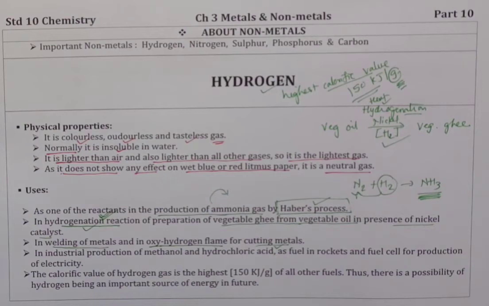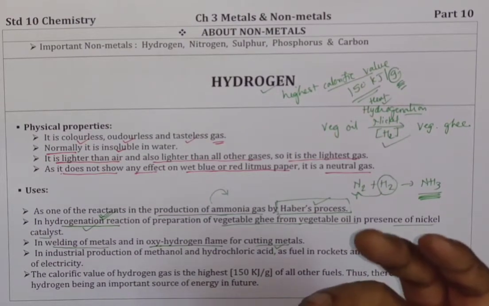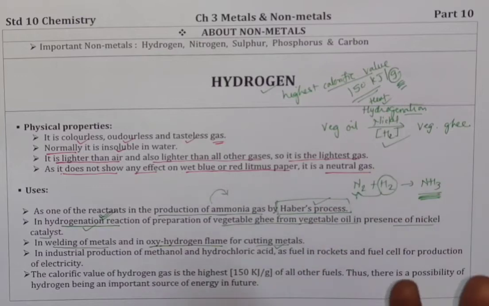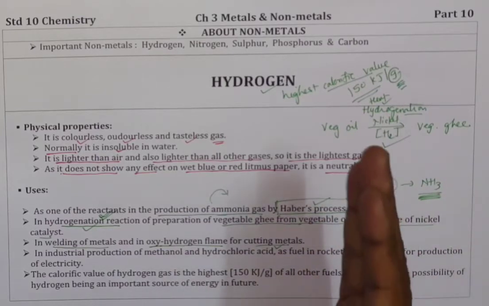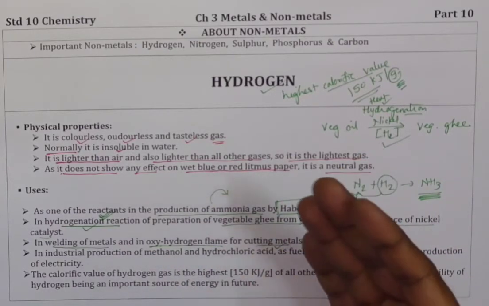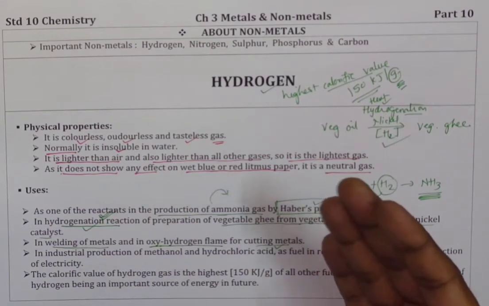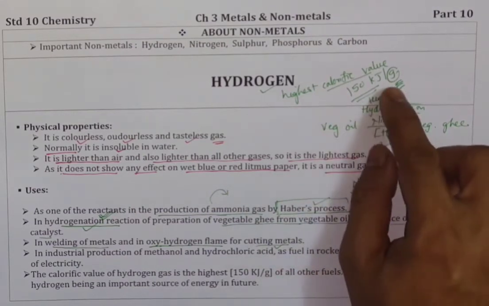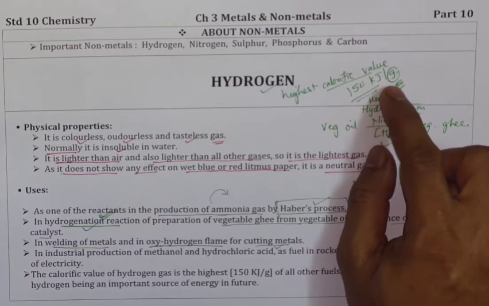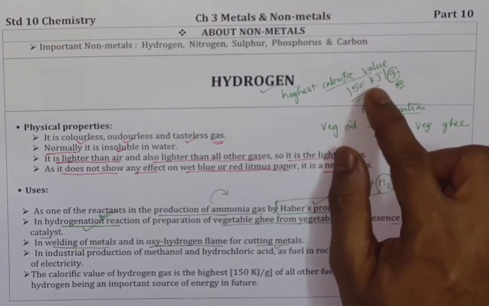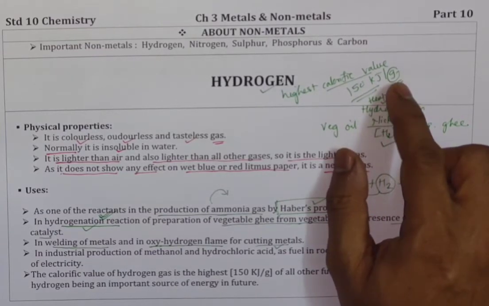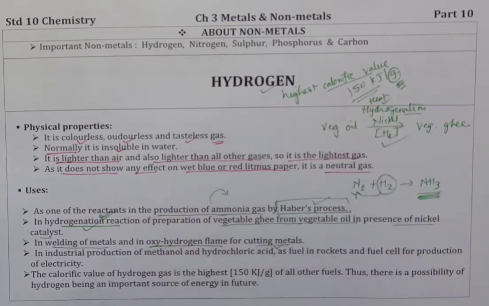If you burn 1 gram of wood, it gives you around 30 kilojoules of energy. When you burn 1 gram of petrol, it gives you around 50 kilojoules of energy. So yes, hydrogen gives you 3 times more energy by burning 1 gram. So hydrogen can be used as fuel.